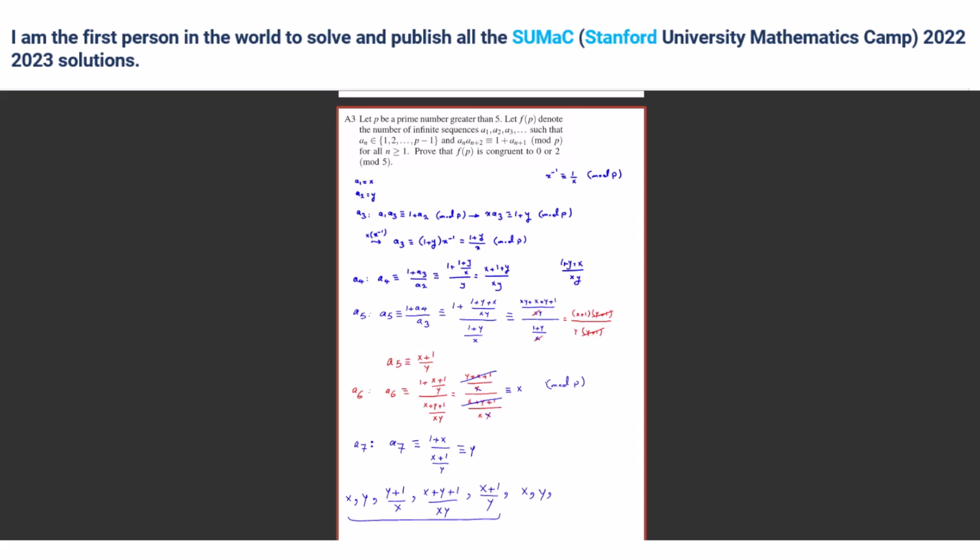Now, one thing, we know that x and y shouldn't be 0, right? Because we have them in the denominators. And also the problem says they are 1 to p minus 1, right? So none of them should be 0. Pay attention that none of them should be 0, and then you can prove the number of good sequences will be 0 or 2 mod 5.